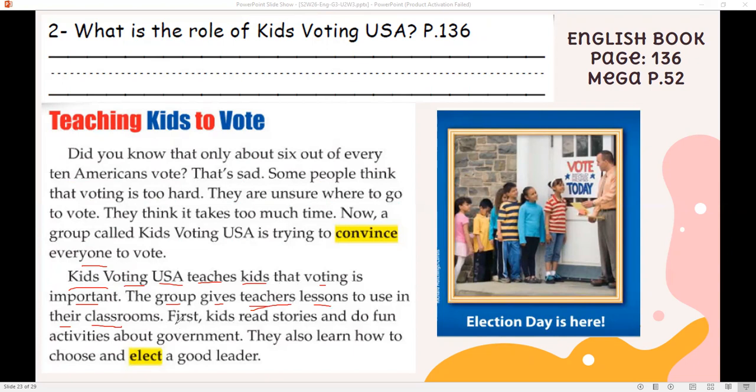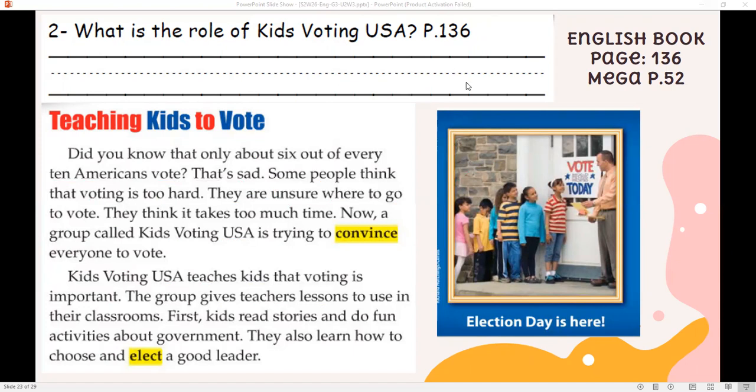So these kids go to schools and they give teachers ideas on how they can explain the importance of voting to their kids. First, kids read stories and do fun activities about government. They also learn how to choose and elect a good leader. Choose means elect, okay? So they also learn how to choose and elect a good leader. How do you think we can choose a good leader? We should learn more about that leader. If you want to know if this leader is a good leader for our country, we should learn more. We should get more information about this person to see if we will vote for him or not.